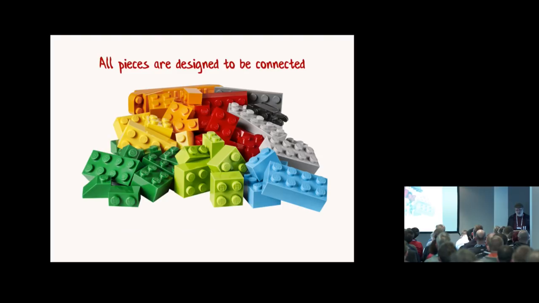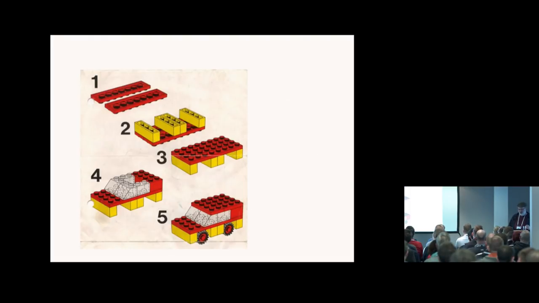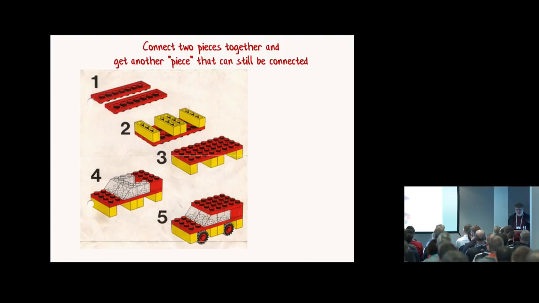So here's an example, here's some pieces. They're all designed to be connected, they all have the little dots on, right? Every single Lego piece has a thing on it. And when you start gluing them together, if I take the first piece and the second piece, I have another thing and I can keep adding things to it. I don't have to stop just because I've connected two things. I can just keep adding and adding and adding, okay?